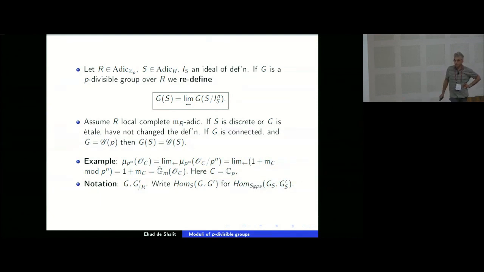And as a matter of notation, from now on we will have occasions to base change a lot, and I don't want to carry this base change everywhere. So if G and G prime are over R, and we write Hom S of G, G prime, I really mean Hom over S of the base change. It doesn't have any other possible meaning.